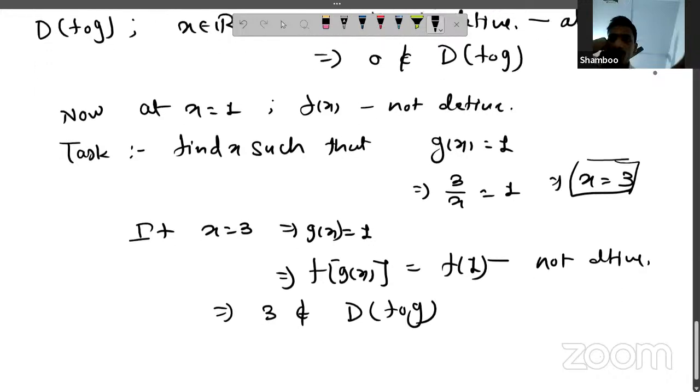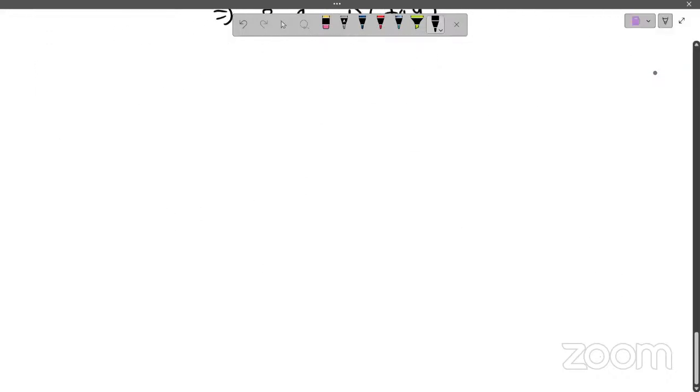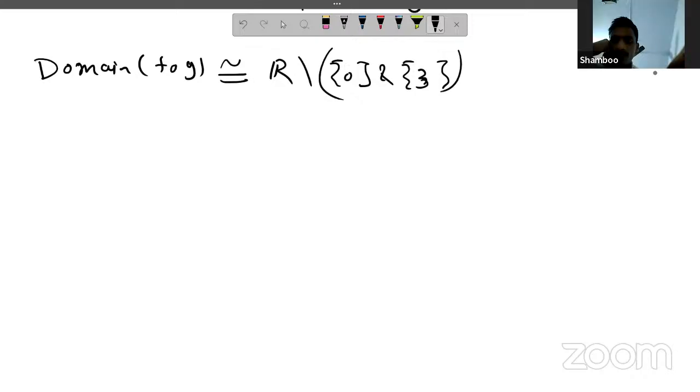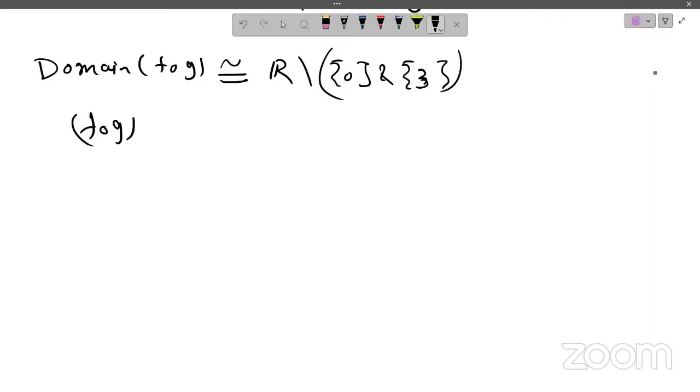So from the above discussion, forget about how f composite g looks. From the above discussion we know that the domain of f composite g, possibly we don't know exactly, but possibly it is real numbers minus 0 and 3, right? But what does your f composite g look like? It looks like 2x upon x minus 3, right?